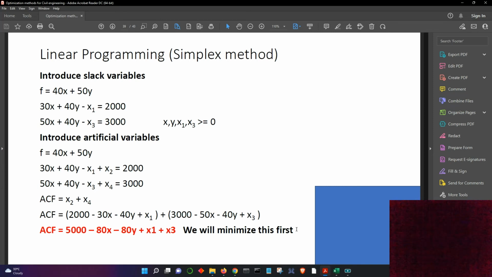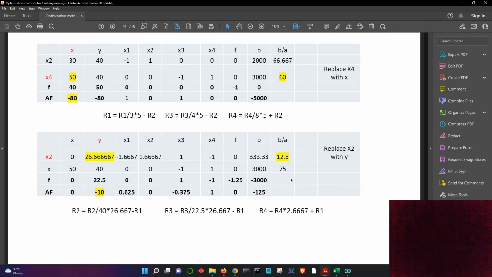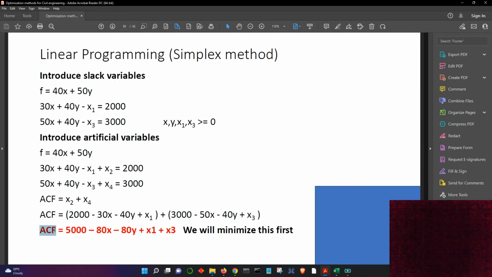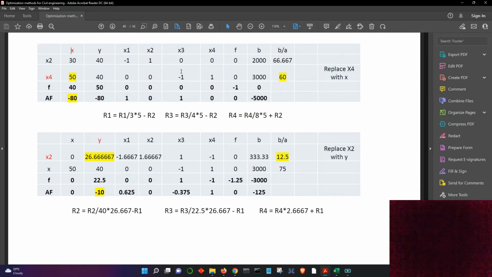So I will just show the first slide, so that you guys can understand what is going on here. So you see here, this will be ACF. This is our first equation. This is our second equation. This will be our third equation when we send the f to the right hand side, and this will be our fourth equation that we have to write in the table. So for that, we will send this 5,000 to this side and this ACF to the right hand side, and this equation will be written in the table form as this.